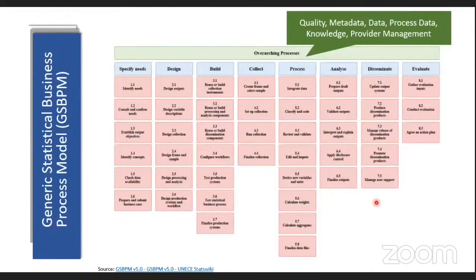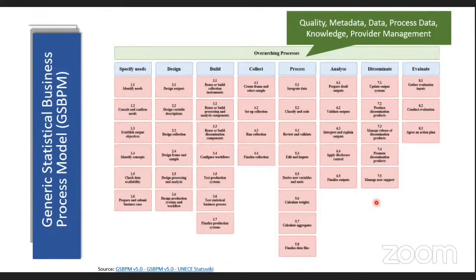the GSBPM. Third, data management. This includes process-independent considerations such as general data security, custodianship and ownership, data quality, archiving rules, preservation, retention, and disposal.